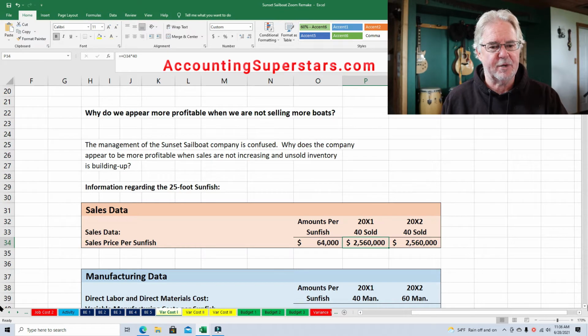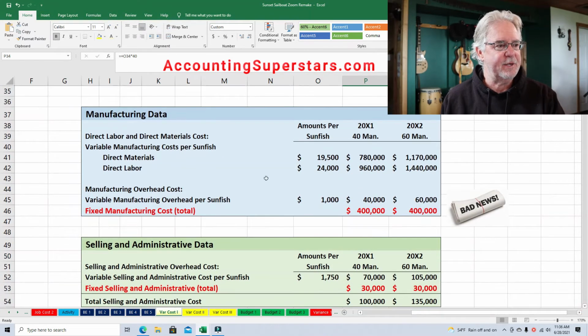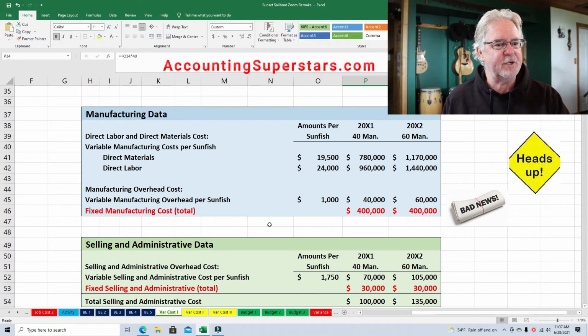Coming down to the next chart. Here's the manufacturing data right here in this blue box. Now, here's where the problem begins: in 2001 they manufactured 40 boats, and in 2002 they manufactured 60 boats. And you might say, well, what's the big deal? Why is that a problem? Well, the problem is that this fixed manufacturing cost in red here is going to be the problem.